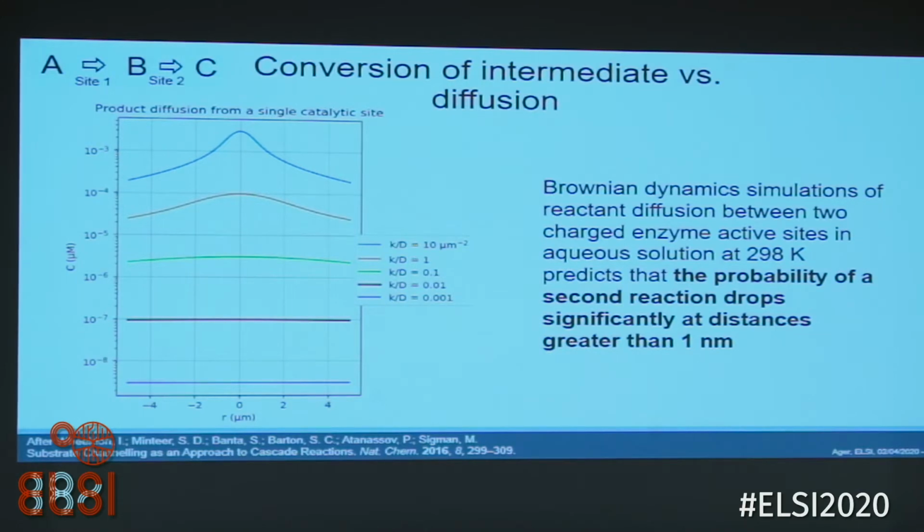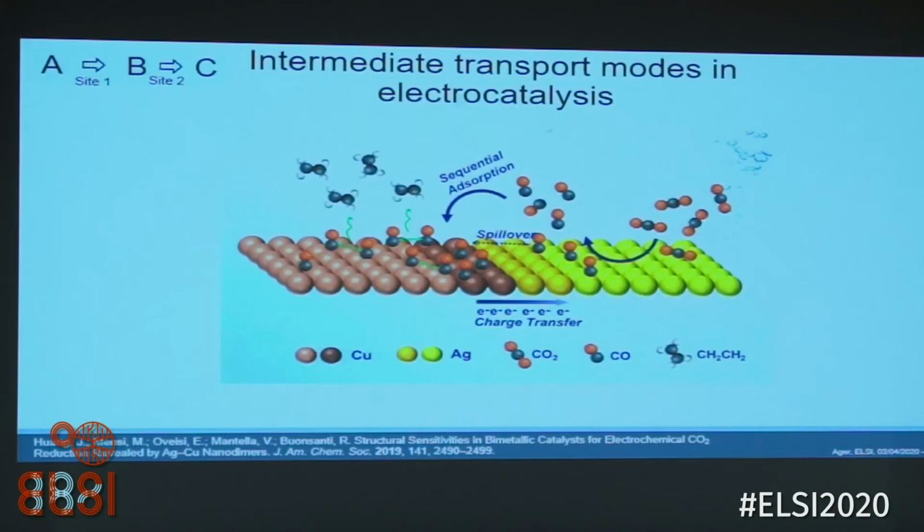Another way to look at it is to get appreciable concentration of the intermediate species. The turnover frequency either has to be 100 times larger, or the diffusion coefficient by some means has to be 100 times slower. So this is a challenge I think that was in a lot of people's minds when considering whether it's a good idea to use cascade catalysis in electrochemistry.